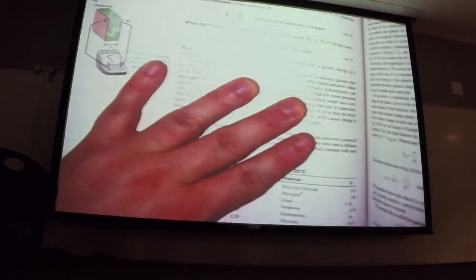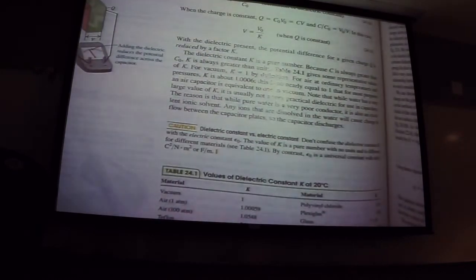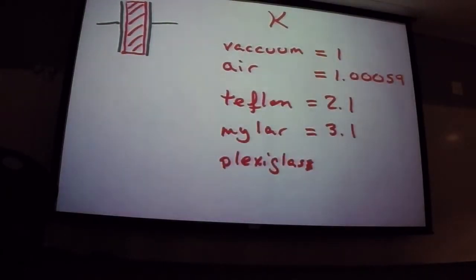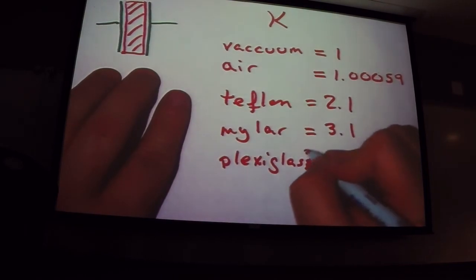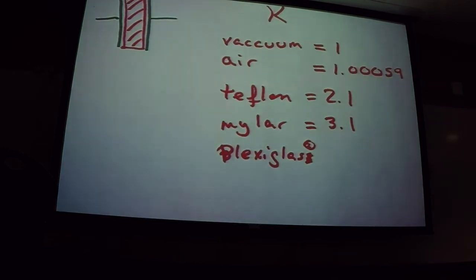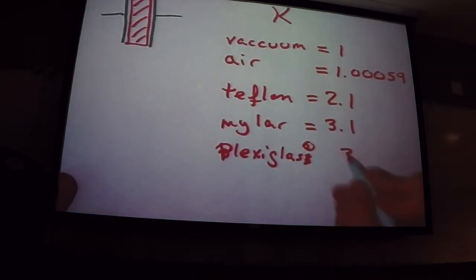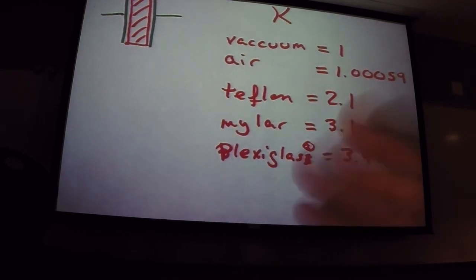Look at the word plexiglass that they have here. Yes, it's trademarked. That's why it's spelled with just one S. It's trademarked spelling. So, see, I spelled it wrong. I'm sorry, I can't write this down. I don't want to have any copyright infringement. So it's 3.4, and basically you'd look these things up in the table.